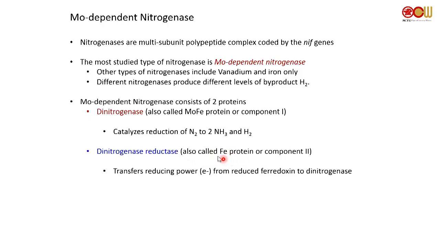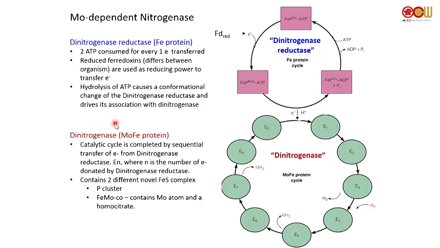And this is also called the iron protein or component 2. What this guy is going to do is it's going to transfer reducing power in terms of electrons, okay? So it transfers electrons from reduced ferredoxin to this dinitrogenase.